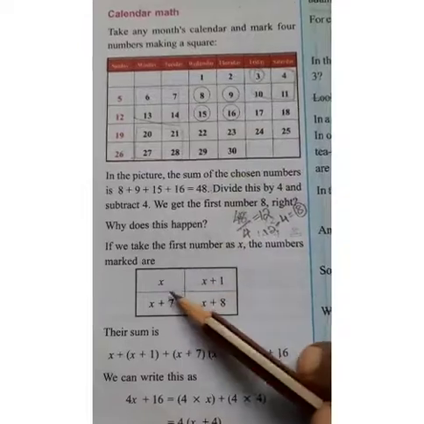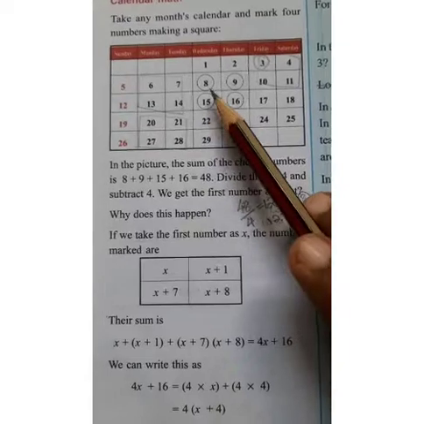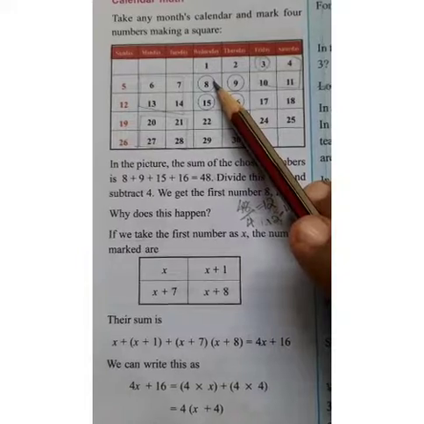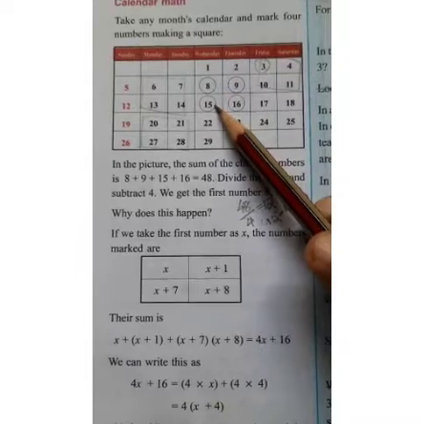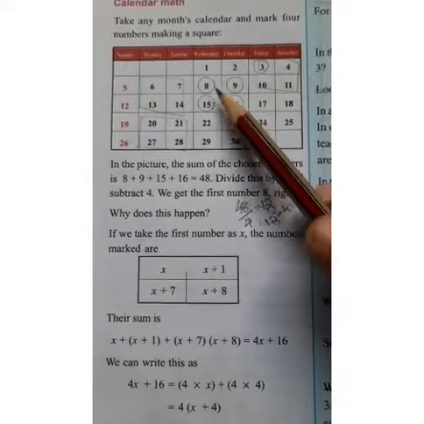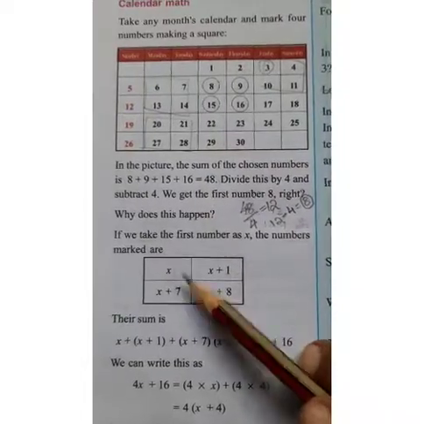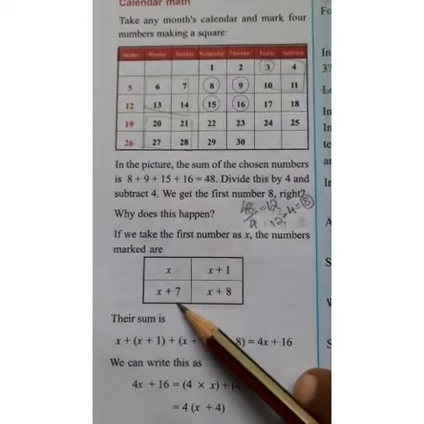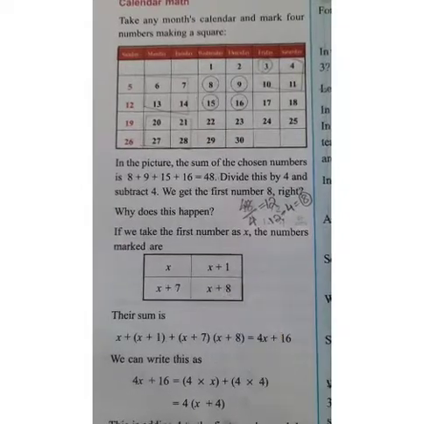And the same thing you can write in algebraic form. 8, next one is 9, that means 1 is added. Then 8 to 15, how much? 7 days. After 7 days it will be 15, so 8 plus 7 is 15, and 8 plus 8 is 16. So if 8 is taken as x, this one you are writing in algebraic form. The next number is x plus 1. The below number should be x plus 7, and the next number x plus 8.